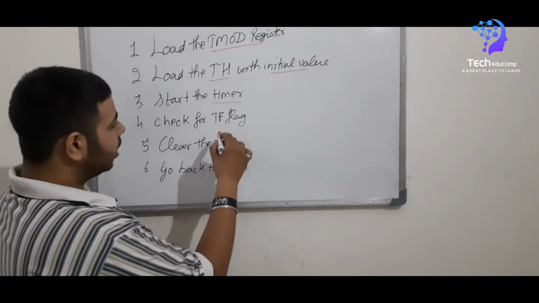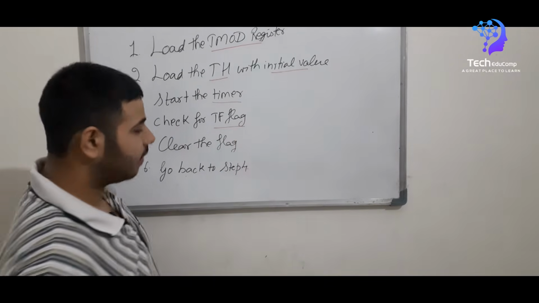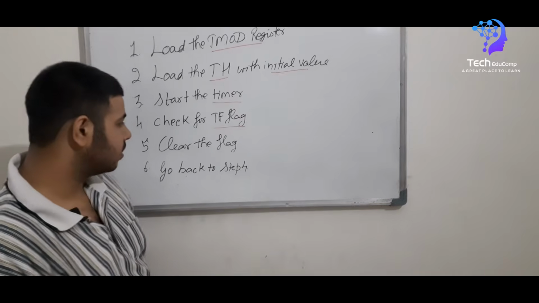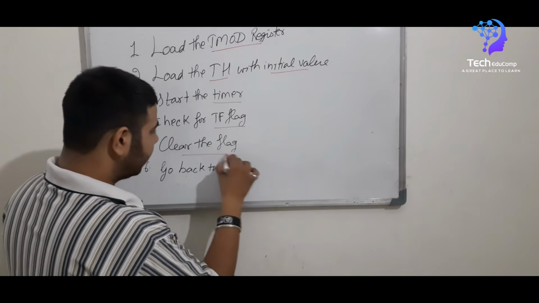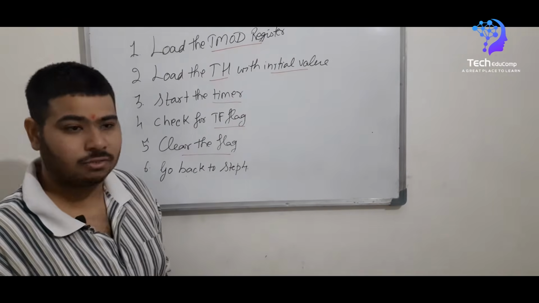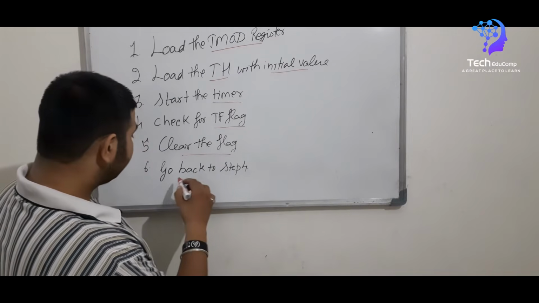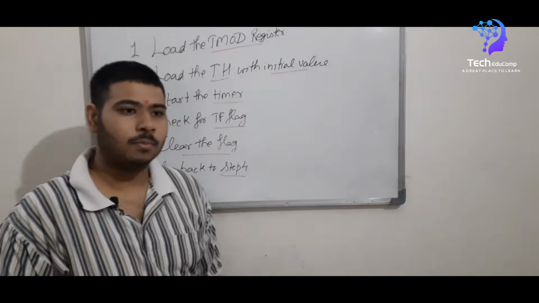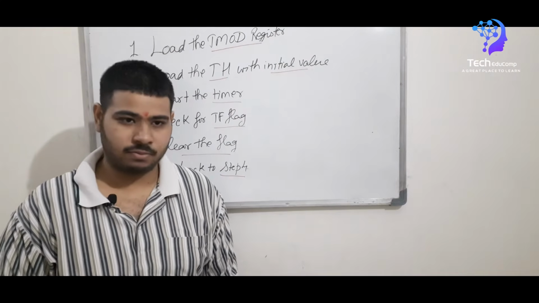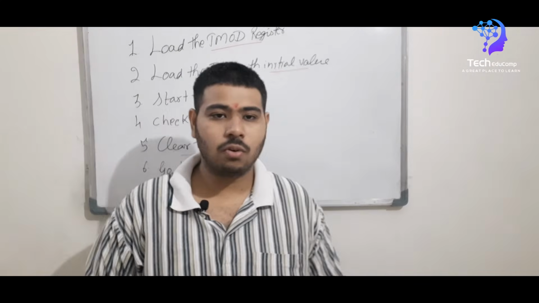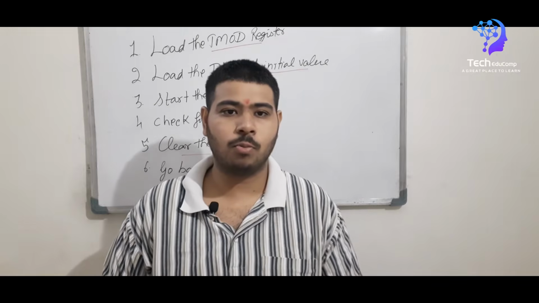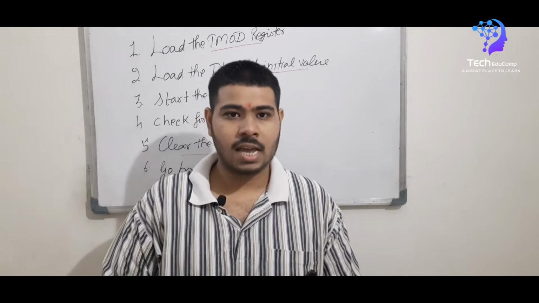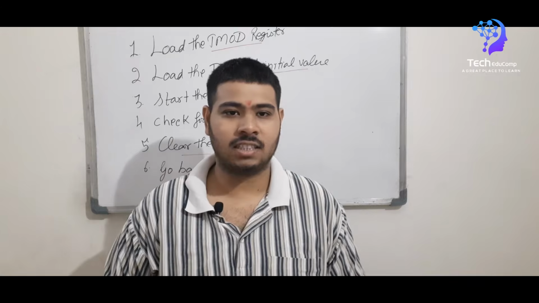Then we have to check for the TF flag. If this flag is raised, we have to clear it using the JBC instruction. Then go back to step number 4, because this mode is an auto reload timer mode. So these were the steps to program in mode 2. Now moving further, let's take an example.